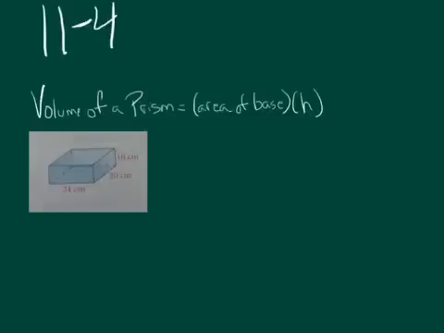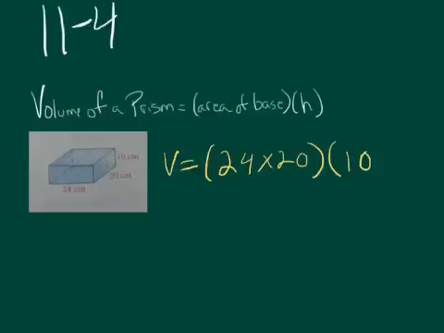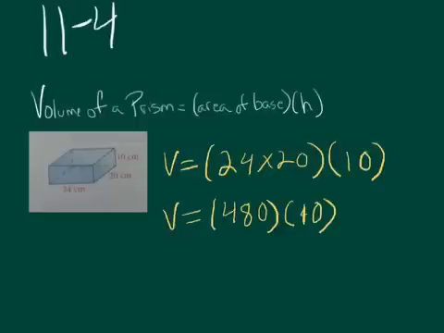So if we were to do this, we would look at the volume and we would take the area of the base. Since it's a rectangle, the area is just length times width, or 24 times 20, and the height is 10. So if we worked it out, 24 times 20 is equal to 480. So the volume would be equal to 480 times 10. Or in this case, the volume is equal to 4,800 centimeters squared.